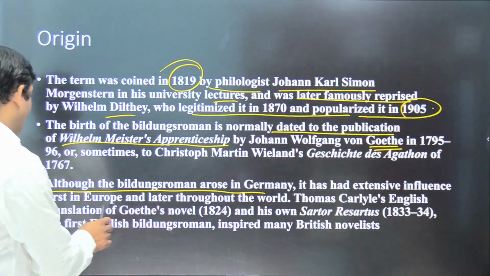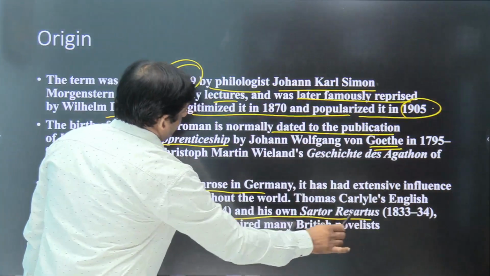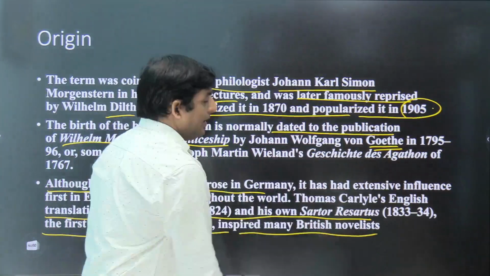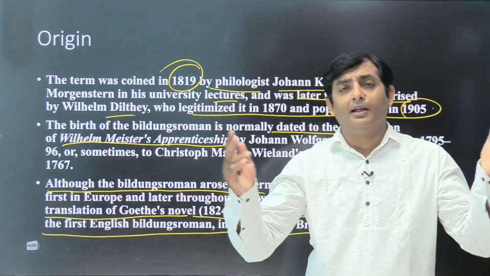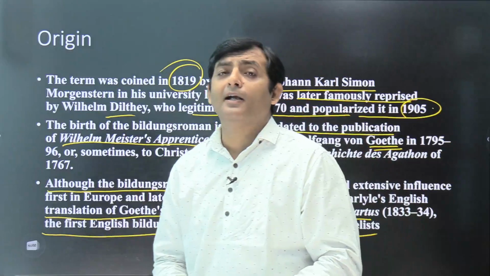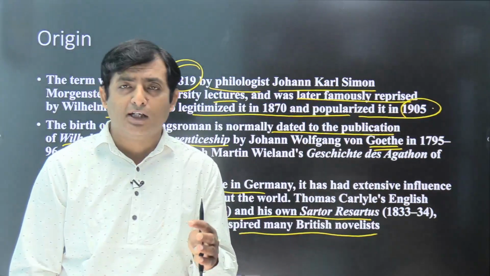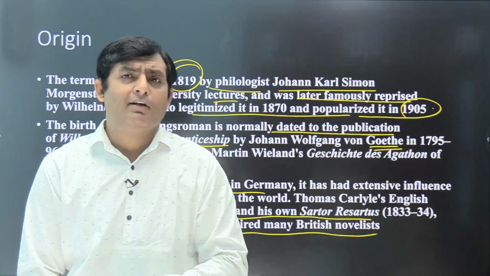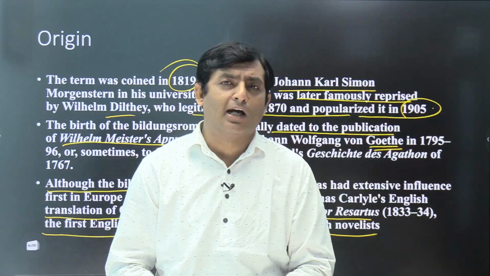Thomas Carlyle's English translation of Goethe's novel and his own Sartor Resartus, the first English Bildungsroman, inspired many British novelists. But it doesn't mean that there was no Bildungsroman before Carlyle. There were many. Henry Fielding himself wrote the novel in the 18th century, and he didn't know the term Bildungsroman. Another novel that was published in the Victorian age itself, Jane Eyre by Charlotte Bronte.